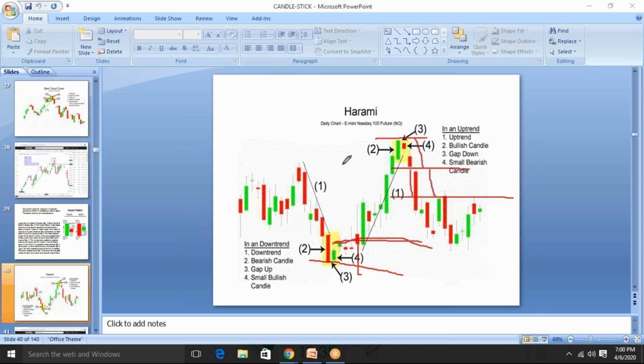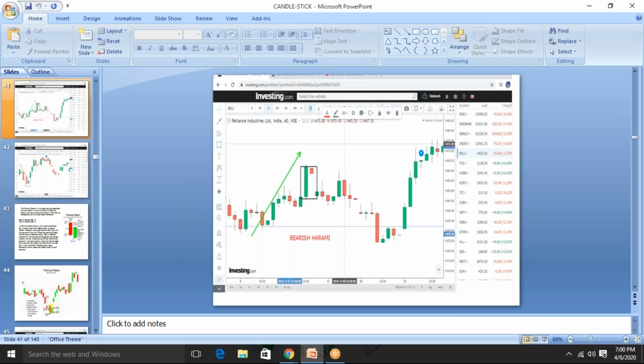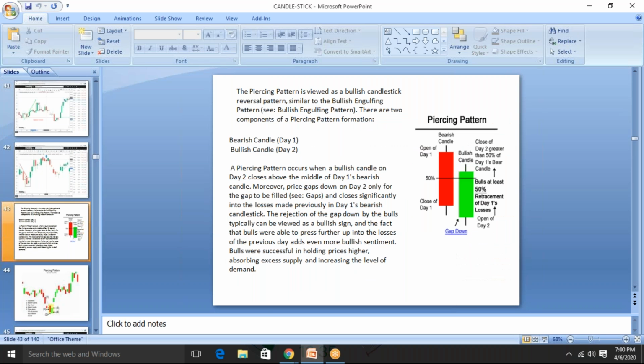At this level. So anybody have doubt in harami or piercing pattern, please? They can ask. Harami and piercing, understood? Anybody have doubt, please? They can ask. Any type of doubt, they can ask without any hesitation, because only then will I proceed to the later part.